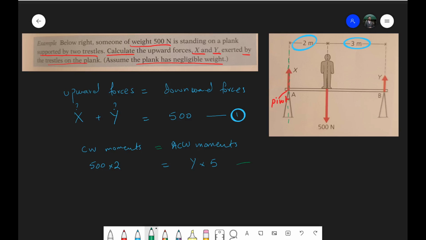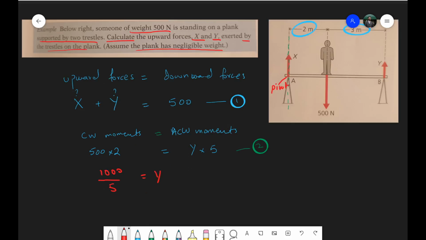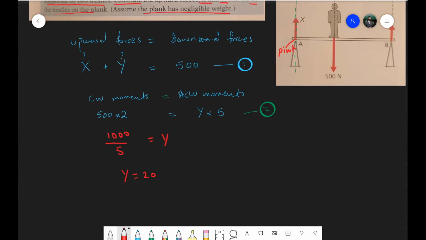Now you can realize that equation 2 just has one unknown, so you can find that unknown Y from this equation, and then you can substitute the value of Y in equation 1, and that will be the end of the problem. So let's solve this equation. Well, 500 multiplied by 2 is 1000, and if you divide it by 5, Y turns out to be 200. Yes. So Y is 200. Don't forget the unit. So this is the first answer.